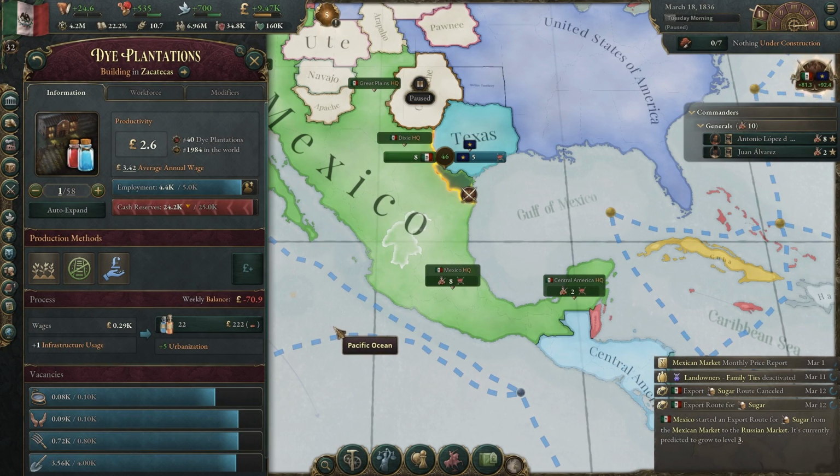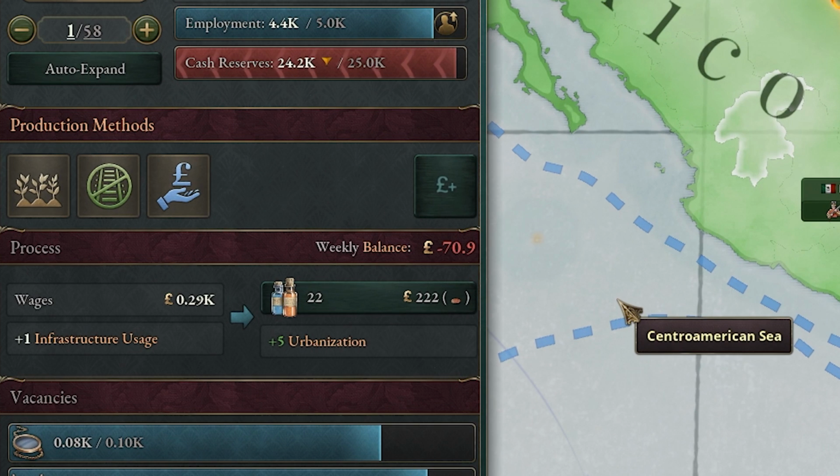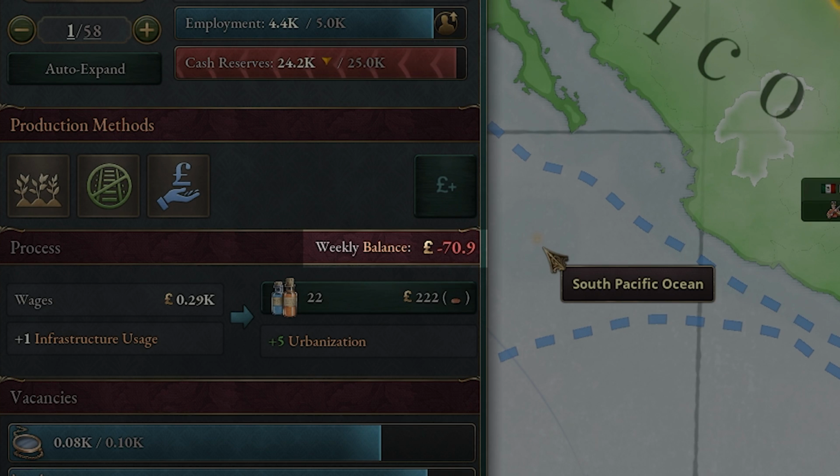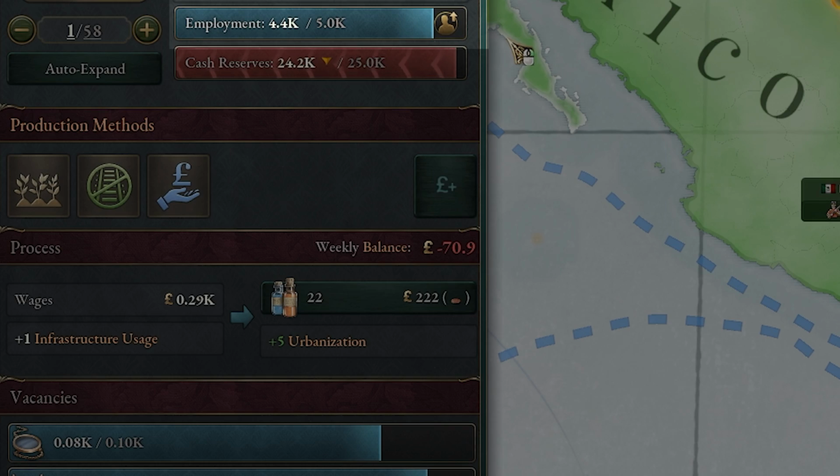Market prices also impact buildings' profits. You can see here dye is super cheap. And since it's so cheap, their weekly balance is in the negative, and they're struggling to hire enough people to be able to work in this industry.